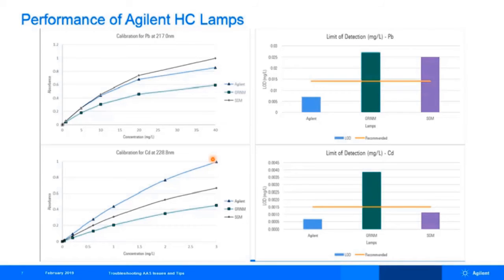Of course, the other advantage of the Agilent lamp, as shown by the charts on the right-hand side, is that the detection limits that are achieved, the instrument detection limits that are achieved for both the lead and the cadmium lamps, are significantly better than the lower-priced competitor lamps. So again, you can see that the Agilent lamps provide much better performance. In this case, either equivalent or better sensitivity, and more importantly, much lower or better detection limits.